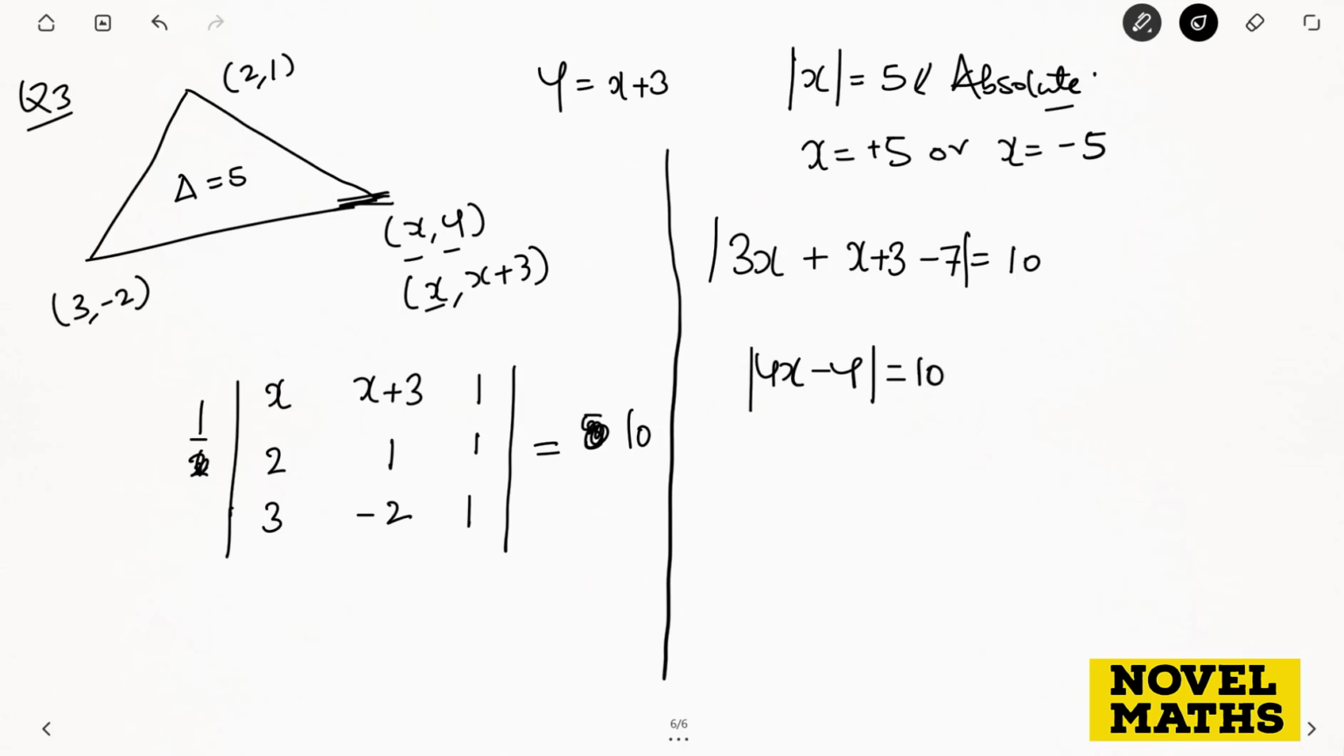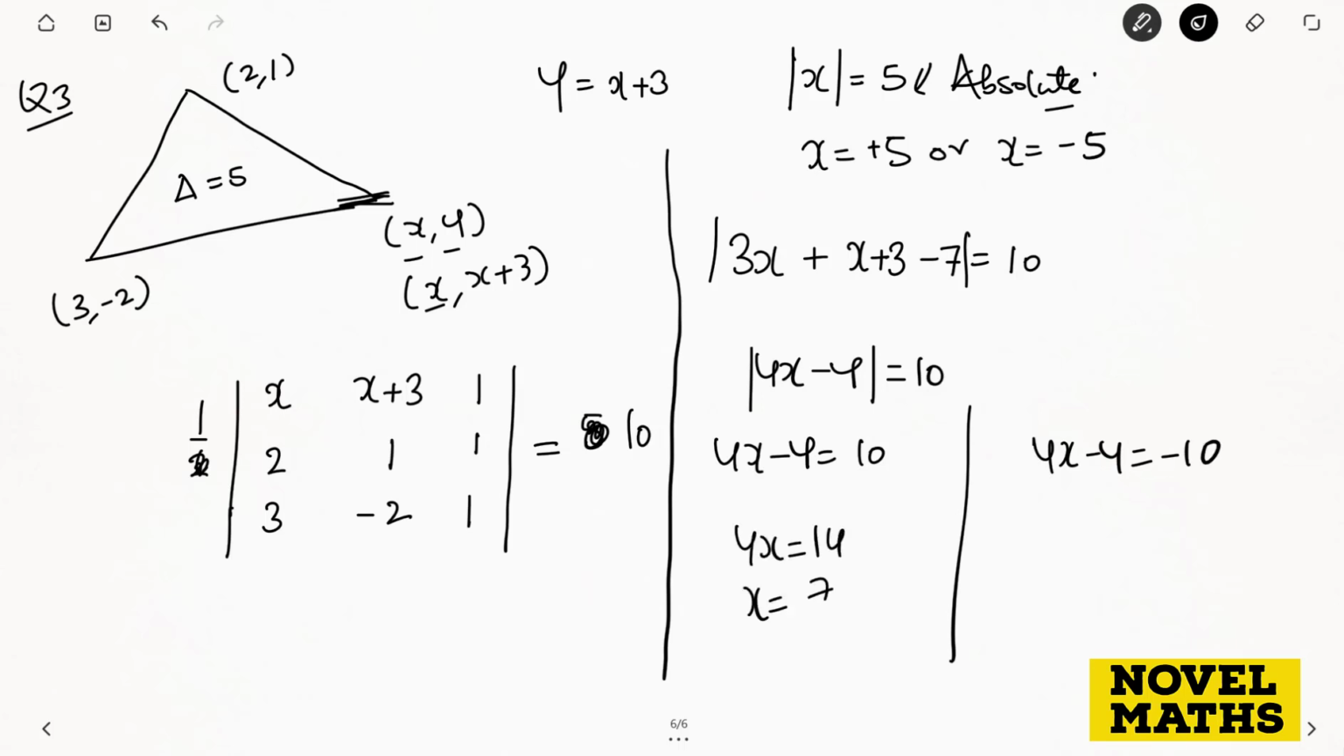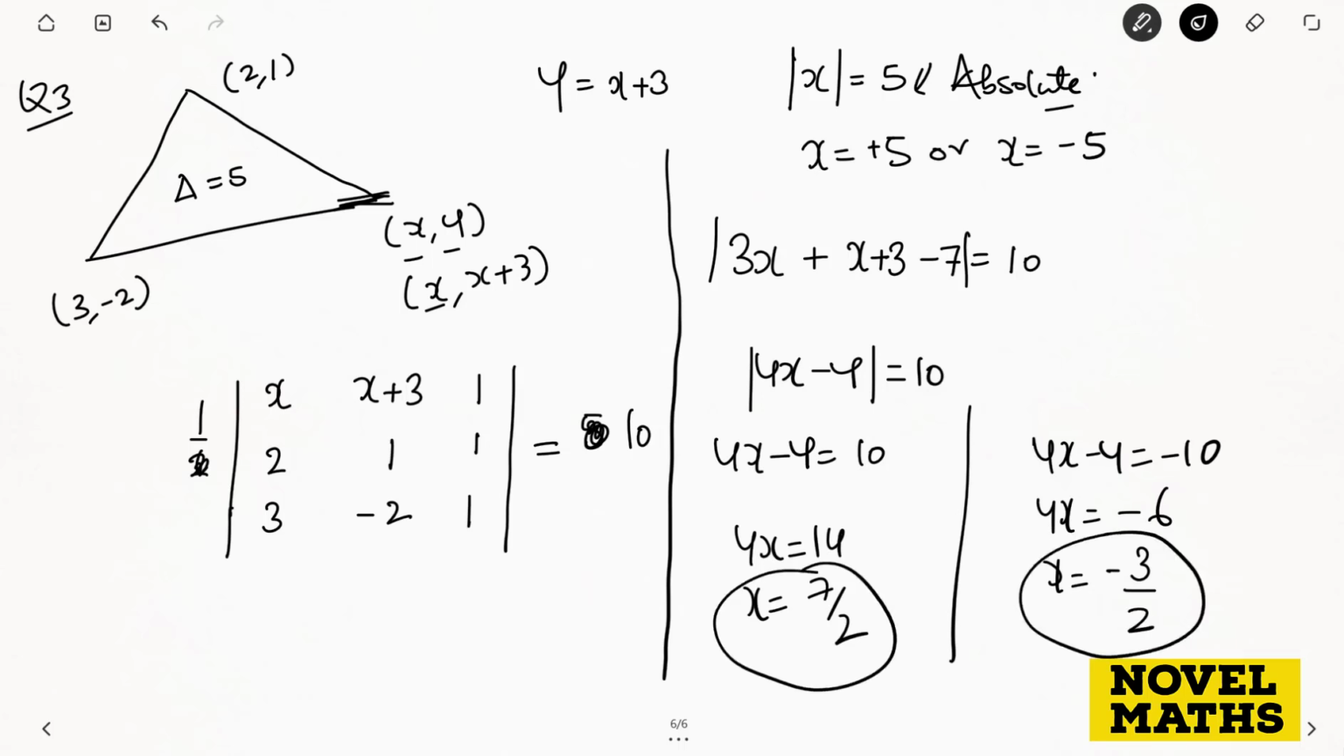So there are two possibilities. 4x minus 4 is 10, or 4x minus 4 is negative 10. So 4x is 14, x is 7 over 2. Here 4x is negative 10 plus 4 is negative 6. So x is negative 3 over 2. We know x, we can easily figure out y, right? Y is x plus 3. So you just add 3 here and 3 here. Finally, you will get the answer.